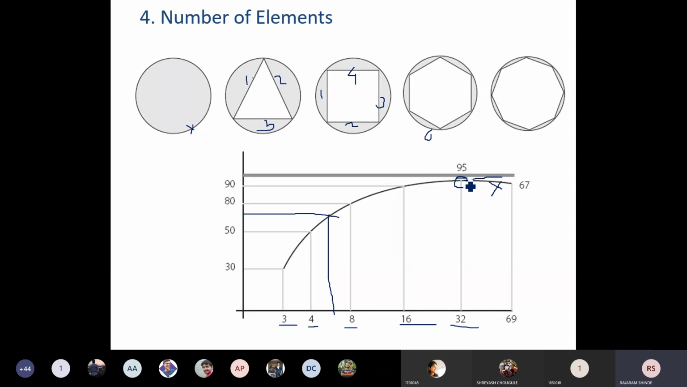Okay, do you agree with this? In this way, you have to decide the number of elements. We cannot say initially how many elements we have to take, but you have to improve the accuracy by increasing the number of elements, and after a certain limit, you will not get improvement in the accuracy. At that location, you stop increasing the number of elements. That is the optimum number of elements. Okay, have you got it? If you have any doubt, you can ask me.